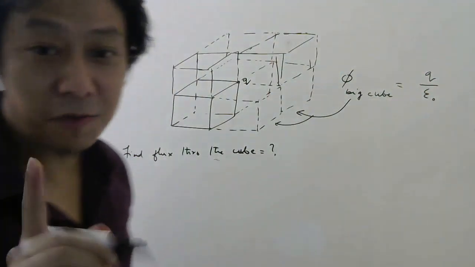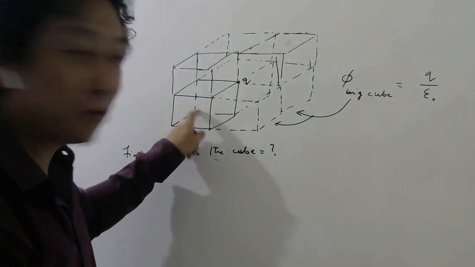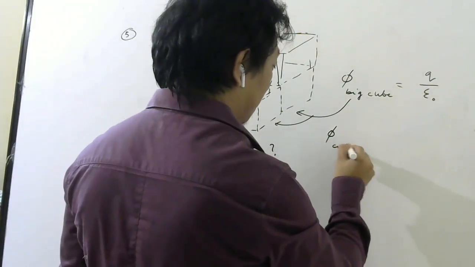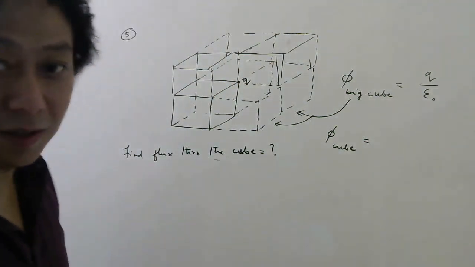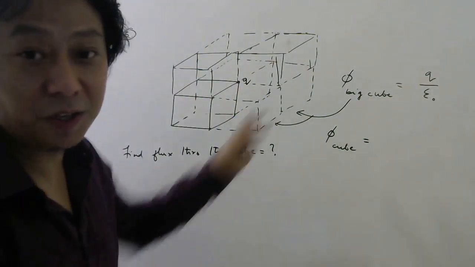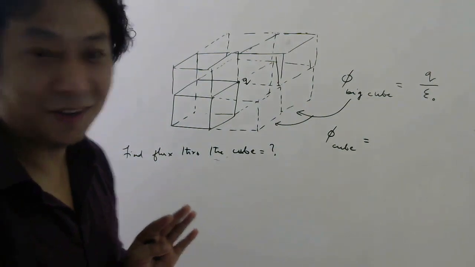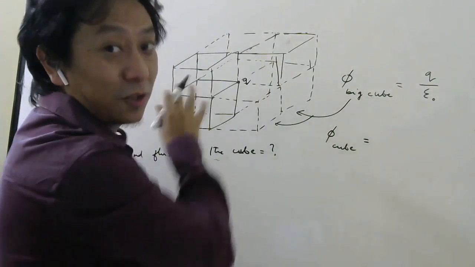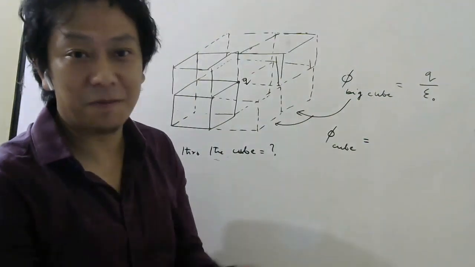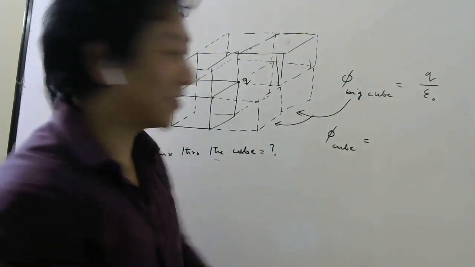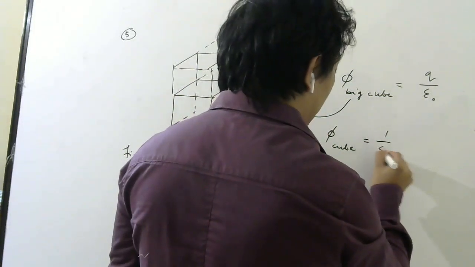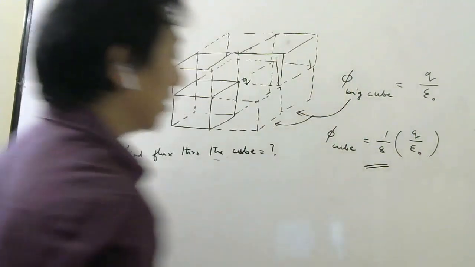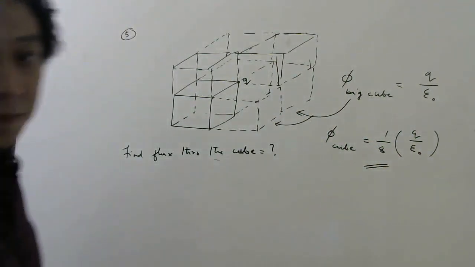But the question was to find flux through only one cube. This cube was the original cube. So flux through one cube will be how much? This charge is shared by how many cubes now? 8 cubes. Correct? So as many lines will cut one cube, it will also cut the other cubes, because it is in the center of this big cube. Understanding? So the flux through one cube will be 1/8 of Q by epsilon naught. So this is the answer for flux through each cube. Okay.